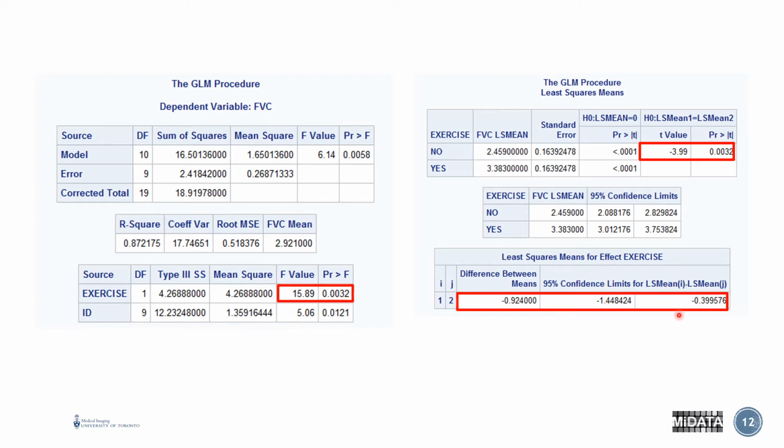They do not include 0 and therefore, not surprisingly, your p-value is less than 0.05.